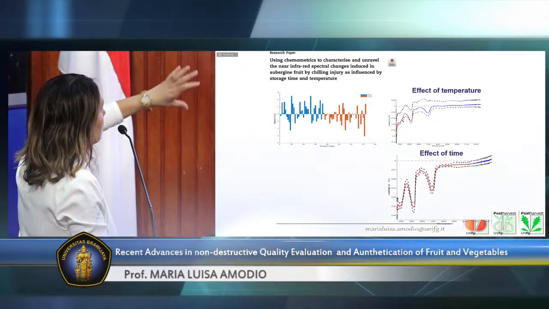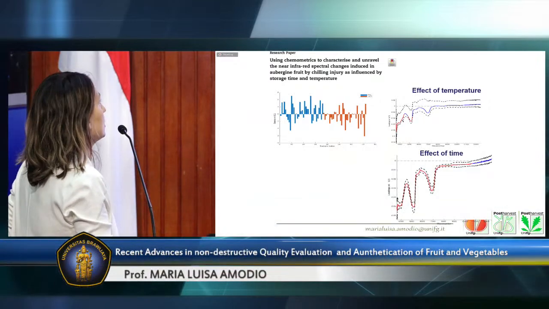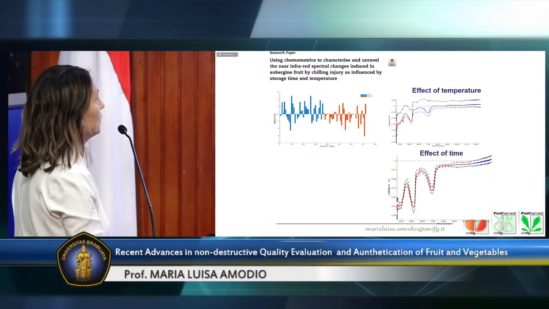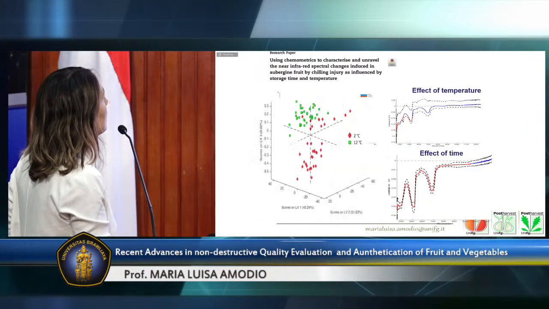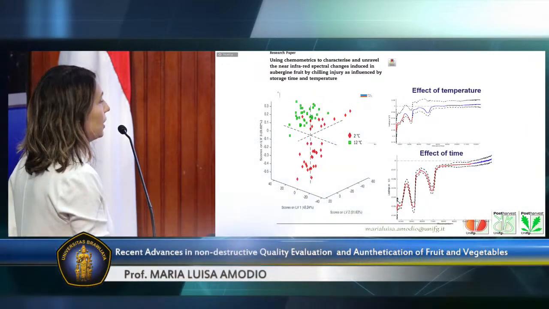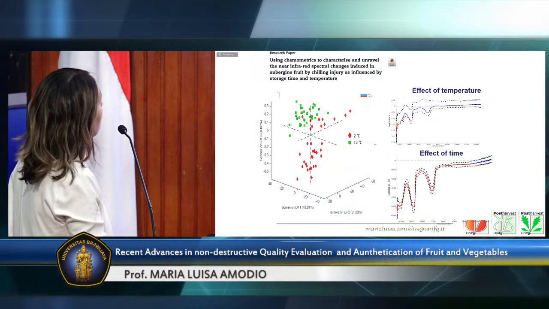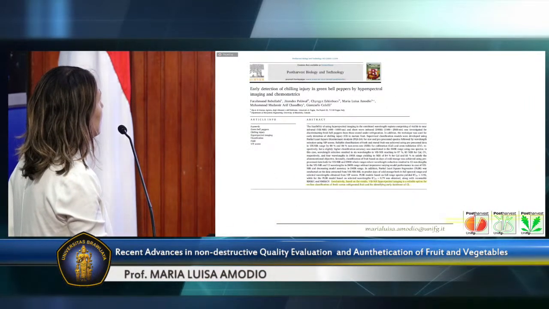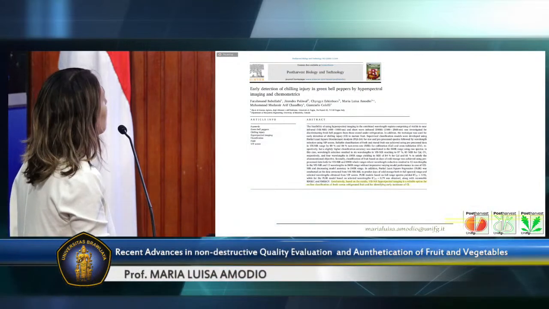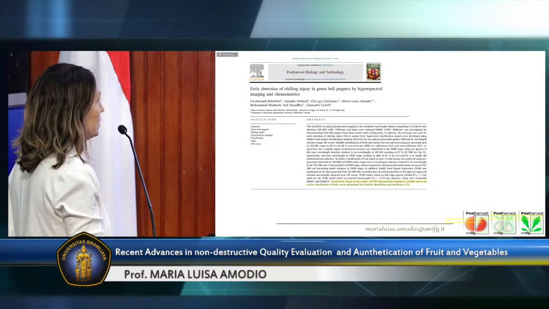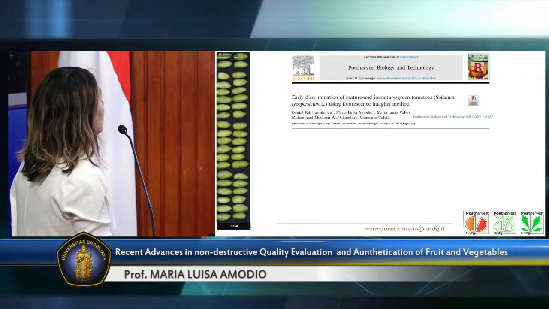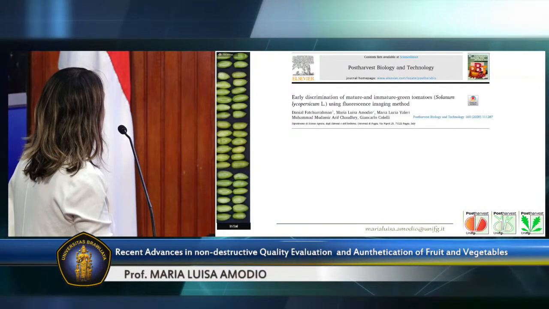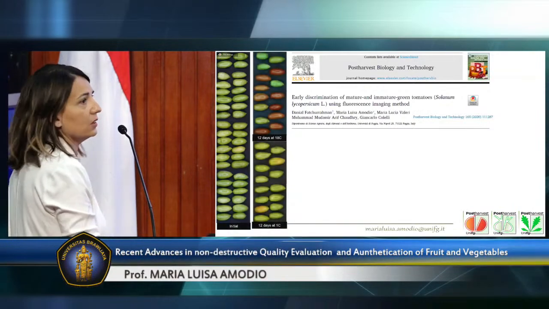So we could discriminate fruits stored at different temperatures, in blue and red in this score plot. And then, this is the result of the discrimination. Also, we did another study on green peppers, and we were able to detect chilling injuries in this case too.